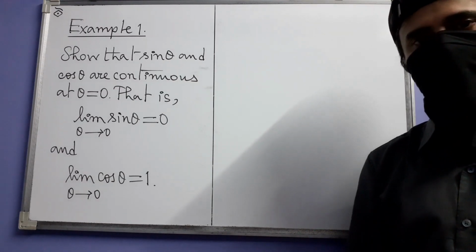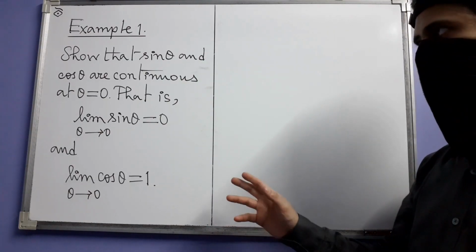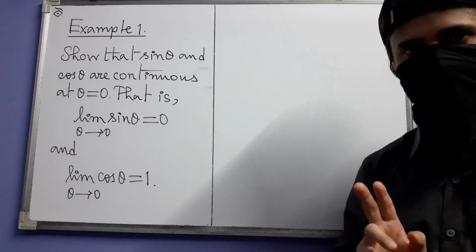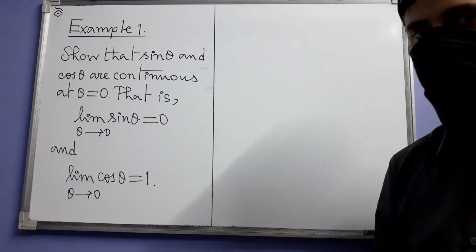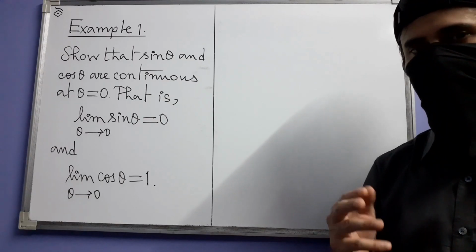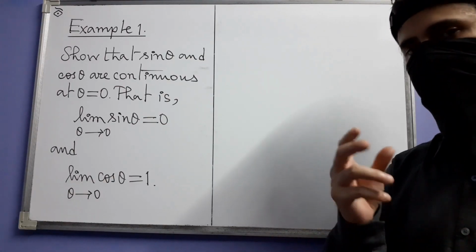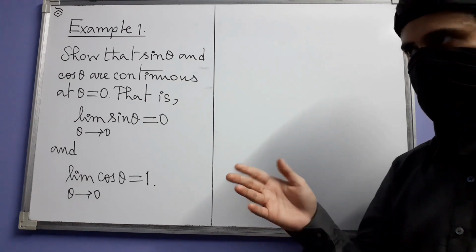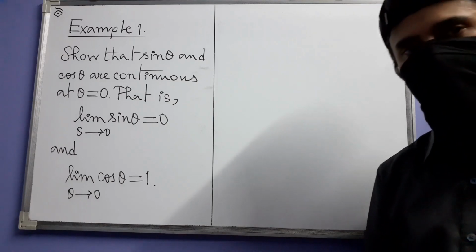As a simple application of that theorem, next we have this example where we have been asked to show that the functions sine theta and cos theta, as functions of theta, are continuous at theta equal to 0. Remember, when studying continuity, we simply stated that these functions are continuous and we accepted that without any further question. So now we can prove it.